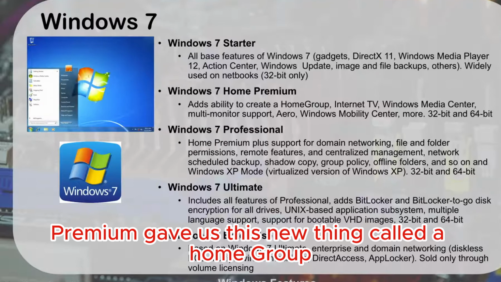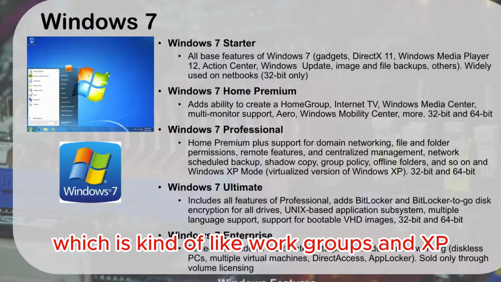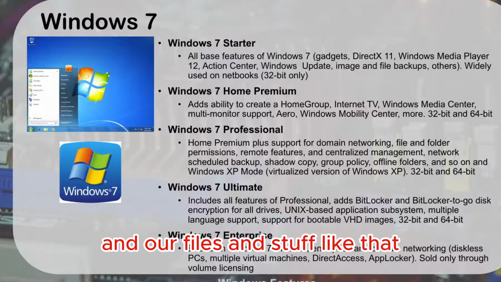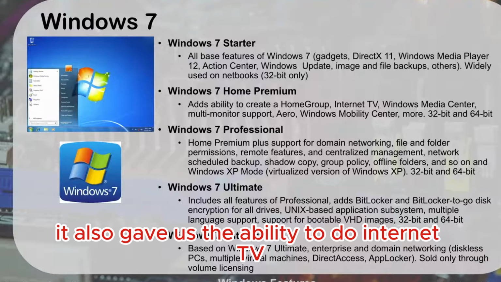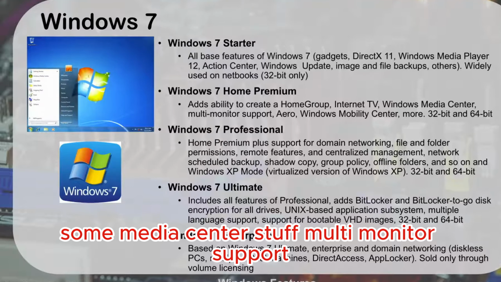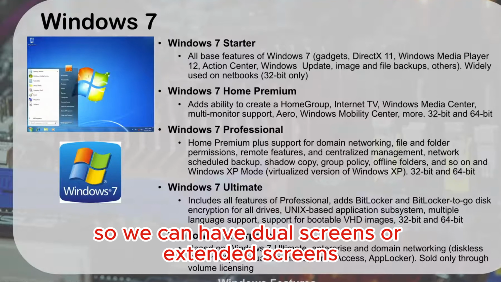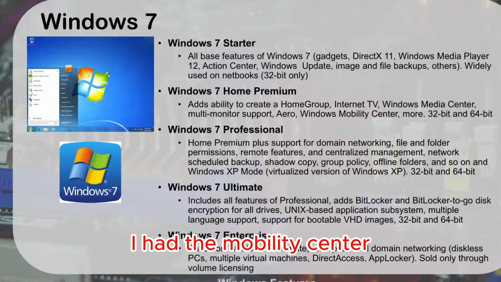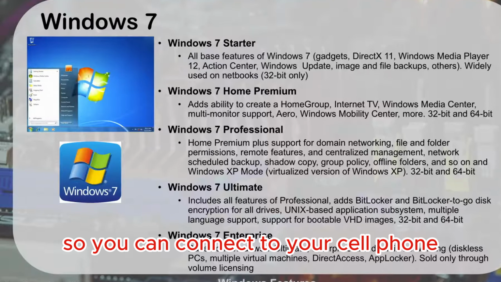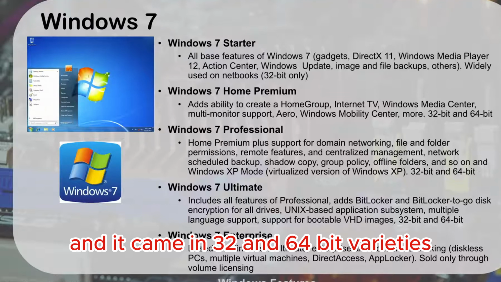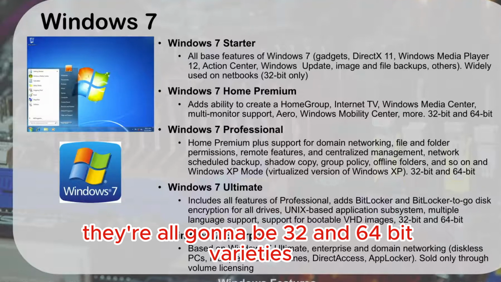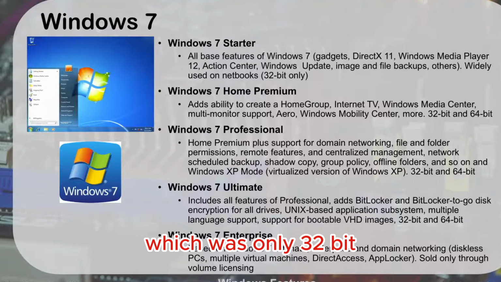Home Premium gave us this new thing called a homegroup, which is kind of like workgroups in XP, where in a small office or home office environment, we can connect together and share our printers and our files and stuff like that. It also gave us the ability to do internet TV, some media center stuff, and multi-monitor support so we can have dual screens or extended screens. Aero, which we'll talk about, is a prettier graphical interface. It had the Mobility Center so you can connect to your cell phone and things like that. And it came in 32 and 64-bit varieties. You'll see that as we go down the list, they're all going to be 32 and 64-bit varieties, with the exception of Starter, which was only 32-bit.